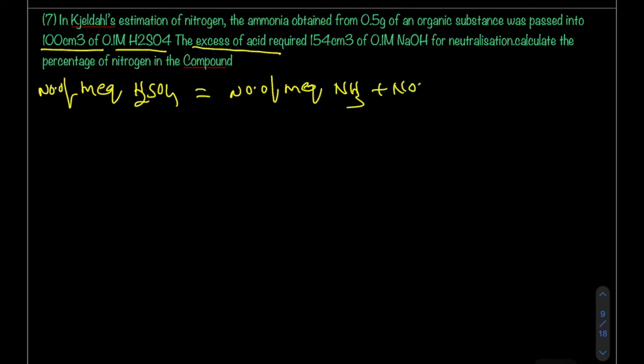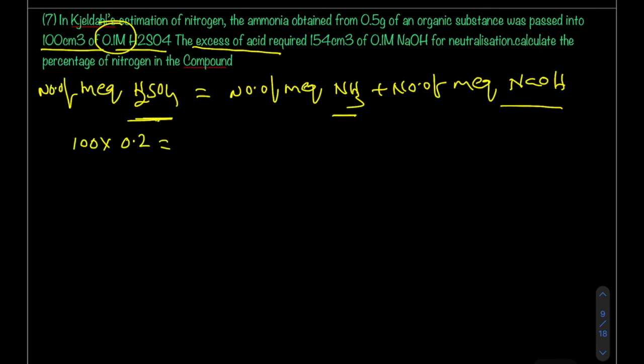milli equivalents of ammonia plus number of milli equivalents of NaOH, because we have sulfuric acid in excess, which will first be absorbed by ammonia. So ammonia is completely neutralized, and the excess acid is finally titrated with the standard alkali, NaOH. Now here, what is the total milli equivalents of 100 ml, and what is given, normality or molarity? Molarity is given, 0.1. So normality is 2 times the molarity, that will be 0.2.